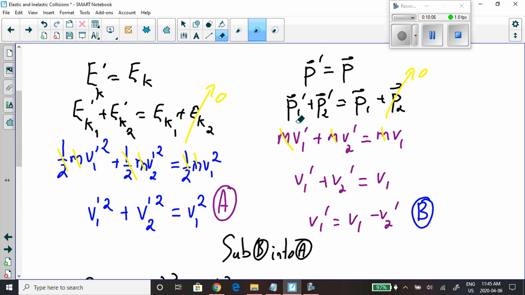Now we're going to write the expressions for momentum. Remember, momentum is defined as mass times velocity, but we're only going to look at the magnitude part.